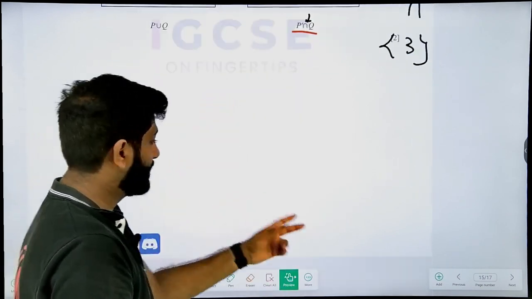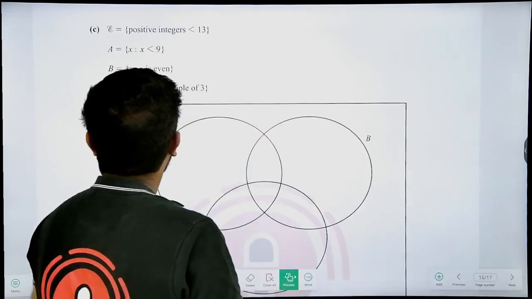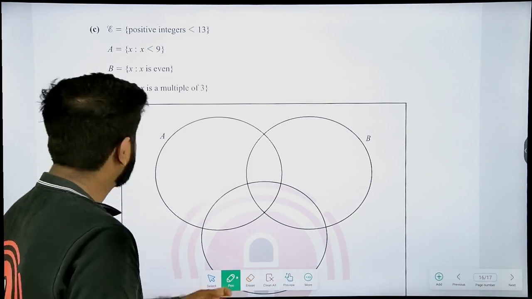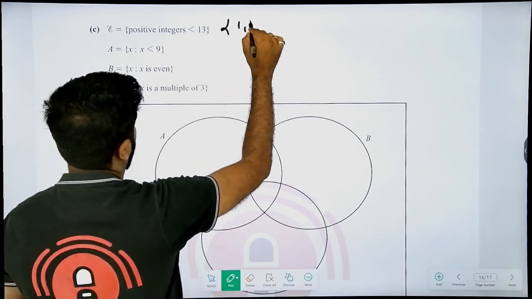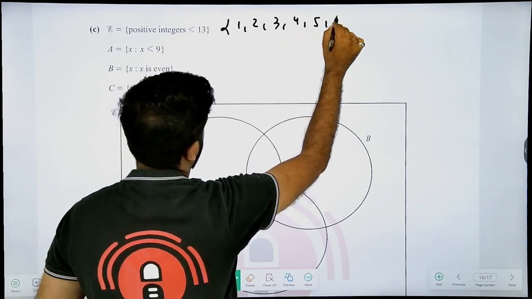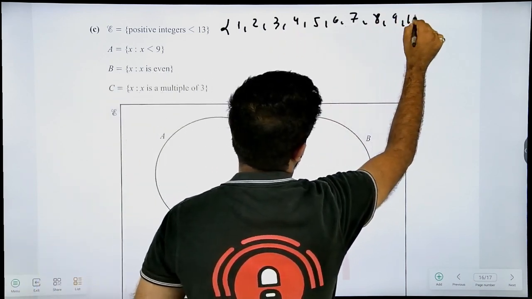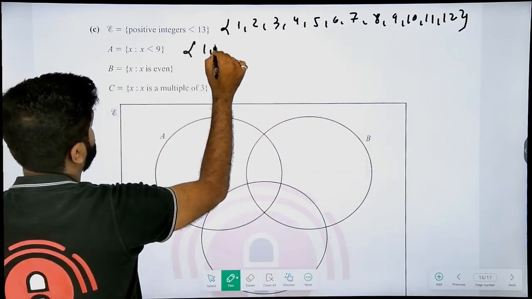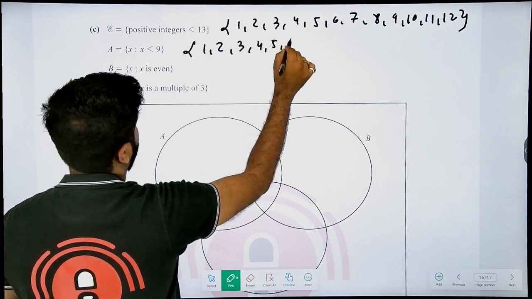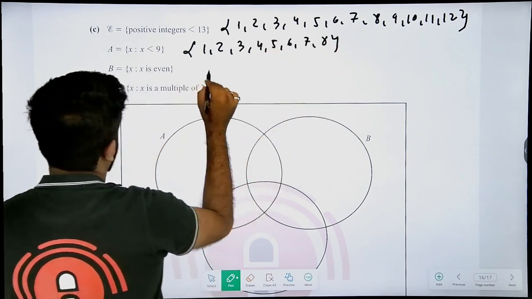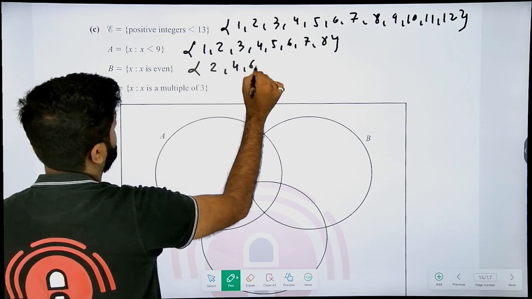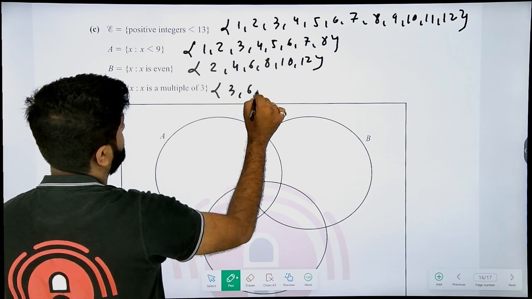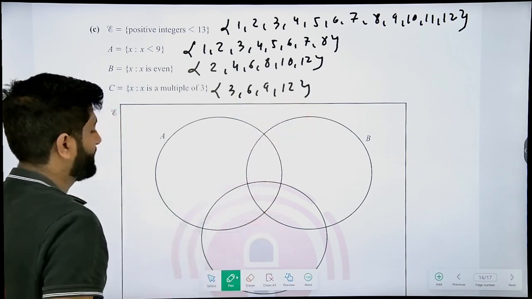Right? Going towards the next page, I have X is a positive integer less than 13, which means 1, 2, 3, 4, 5, 6, 7, 8, 9, 10, 11 and 12. X is a number less than 9. So 1, 2, 3, 4, 5, 6, 7 and 8. X is even. So 2, 4, 6, 8, 10, 12. Multiple of 3. So 3, 6, 9 and 12.